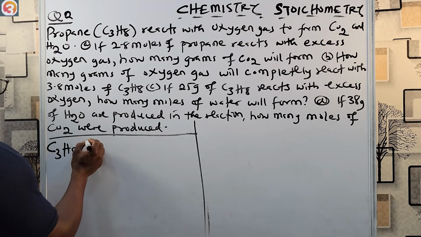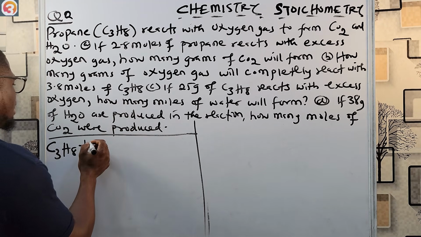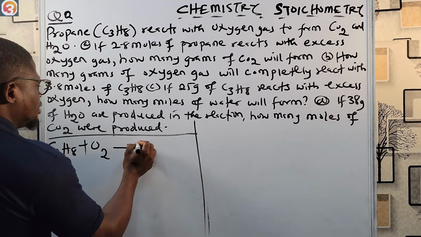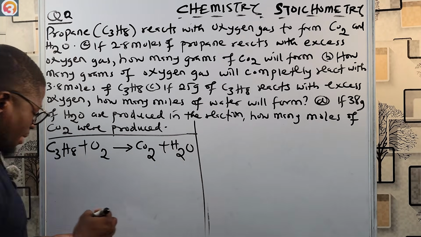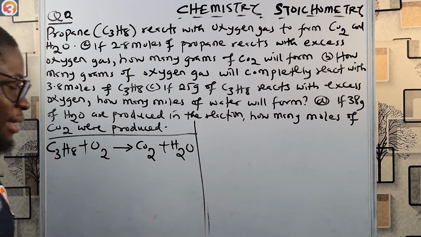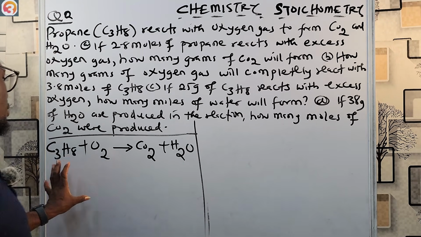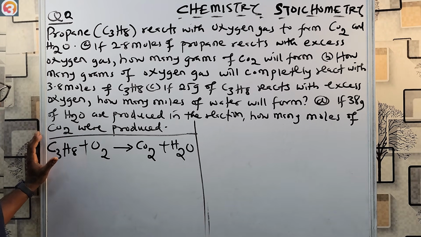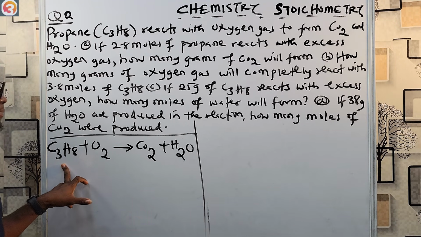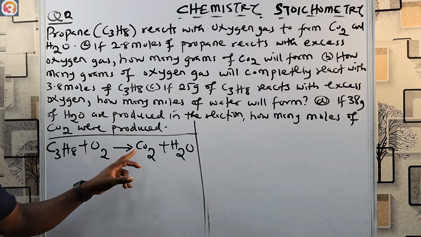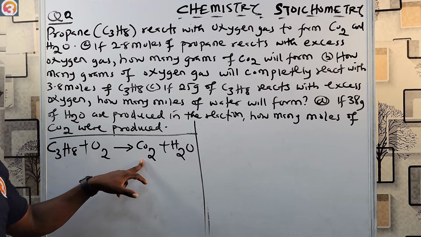Reacting with oxygen gas, that's O2, to give us CO2 plus H2O. This is not the balanced chemical equation, so we need to make this equation balanced. Now, let's start with carbon. How many atoms of carbon do we have here? We have 3 atoms of carbon here. Now, how many atoms of carbon do we have here? We have 1. You get now?